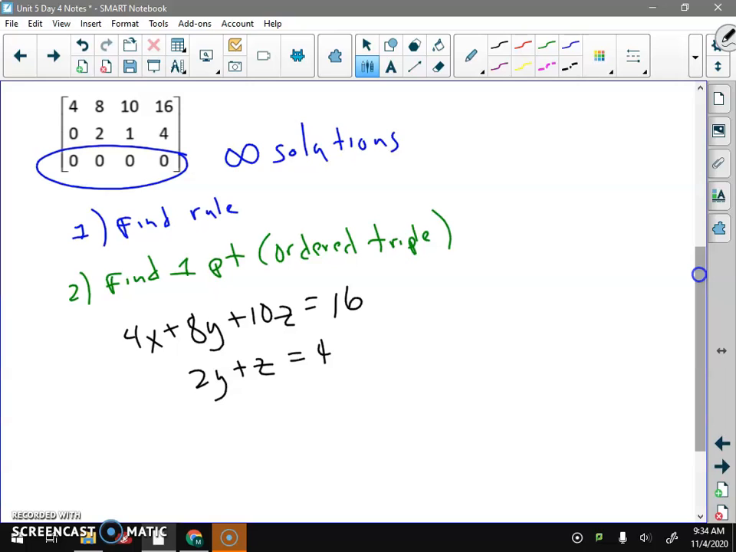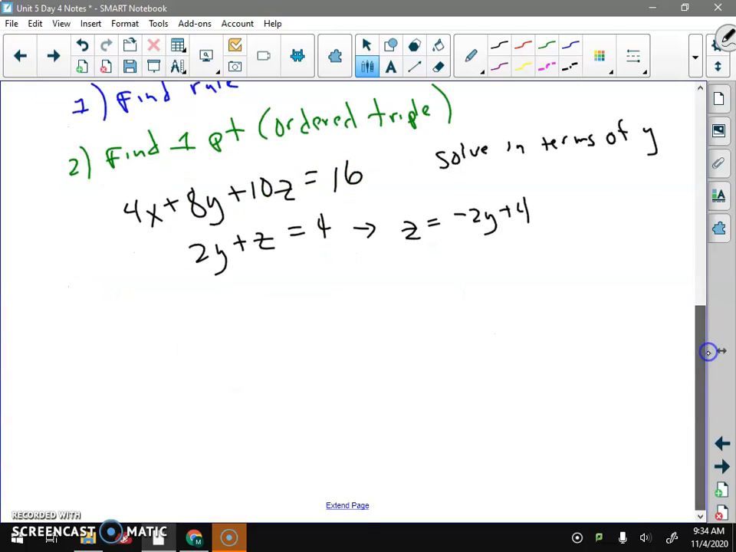What I'm going to do is solve everything in terms of y. You could do x, y, or z. I'm going to choose y, and I'll show you why right now. Take this equation 2 and get z alone. Negative 2y plus 4. Pretty darn easy. So right now, what do I know? I know that y, the middle term of the ordered triple, can be anything I want it to be. Whatever that is, z has to be negative 2 times that number plus 4.